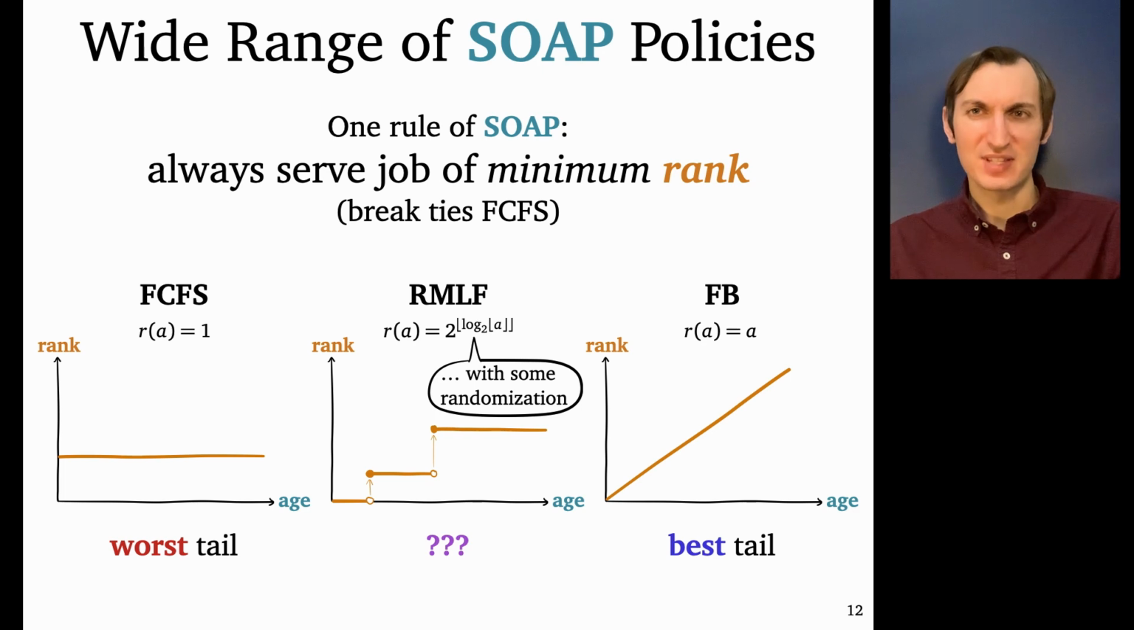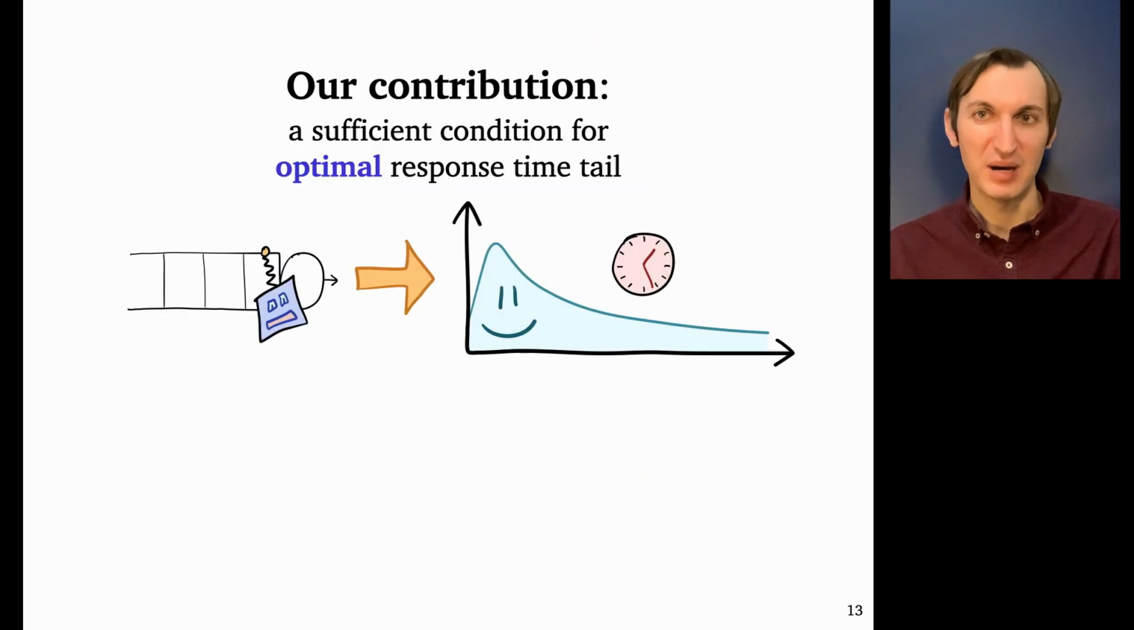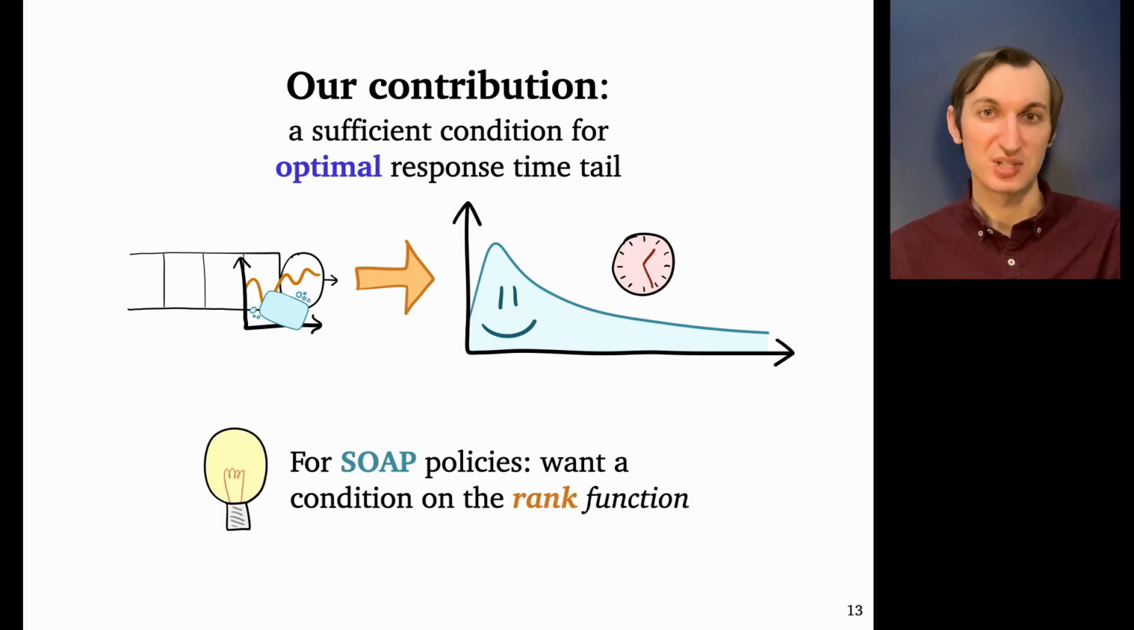But what is clear is that wherever it does fall, it's going to depend only on what its rank function is, because the only difference between first come, first serve, FB, RMLF, and every other SOAP policy is the rank function. So by focusing on SOAP policies, we get a key step, which is that our sufficient condition is going to be a condition on the rank function. Let's talk about what a sufficient condition on a rank function might look like.